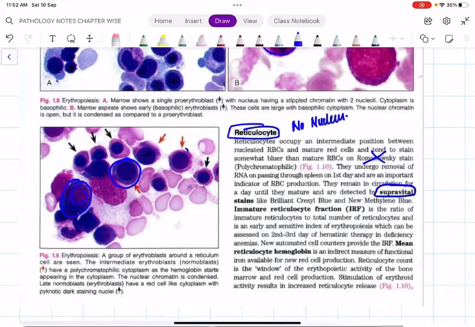And the supravital stains are brilliant cresyl blue and new methylene blue. You should remember the names of these stains. Brilliant cresyl blue and new methylene blue. These are the important stains. Then we have something called the immature reticulocyte fraction.